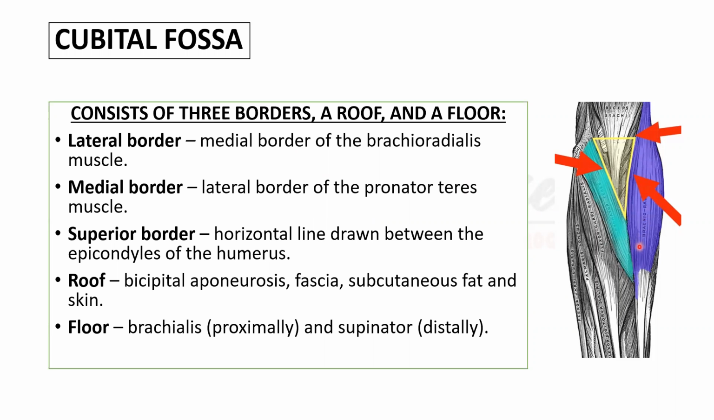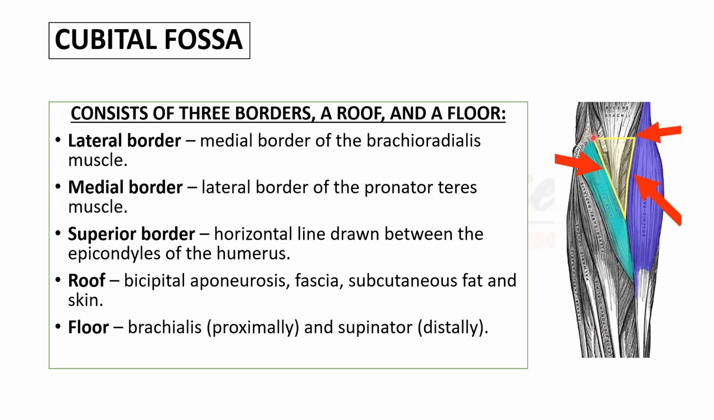So laterally, this is a triangle. We'll see what all makes the triangle. First, we have the borders. There is a lateral border that is formed by the medial border of the brachioradialis. The other one is the medial border. The medial border is formed by the lateral border of the pronator teres muscle. So on one side we have the brachioradialis, on the other side we have the pronator teres.